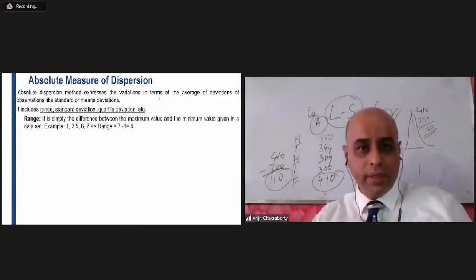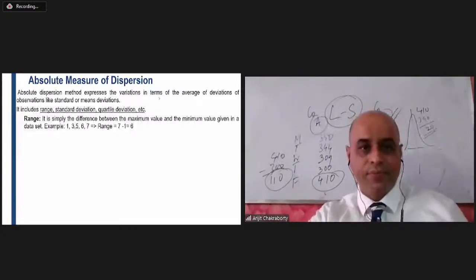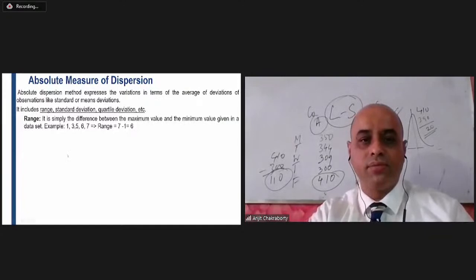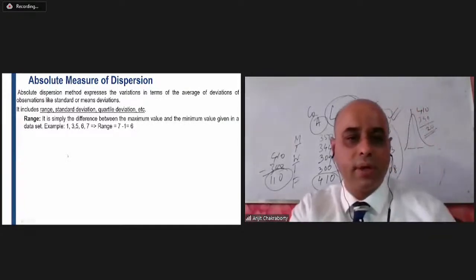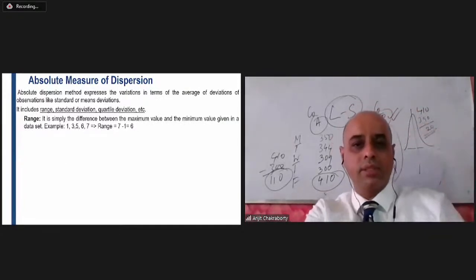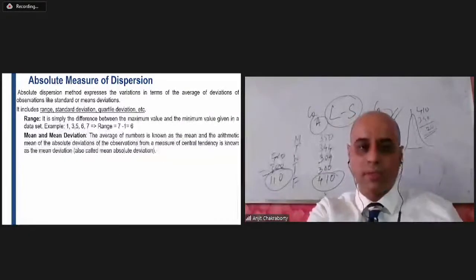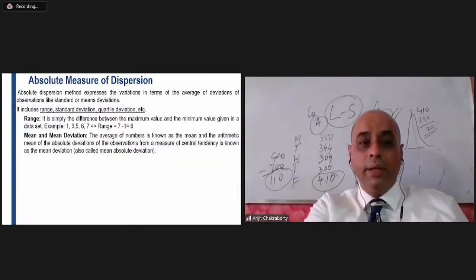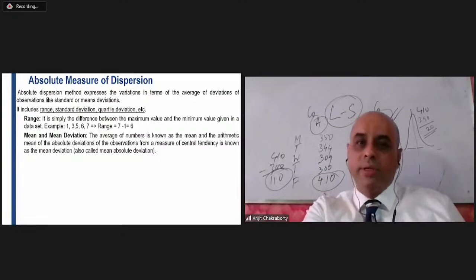So bigger the range, more is the dispersion. So this is the first example. Out of 5 numbers, 1, 3, 5, 6, 7, the range is the largest value, or the maximum value, minus the lowest value. And then we will understand mean and mean deviation.